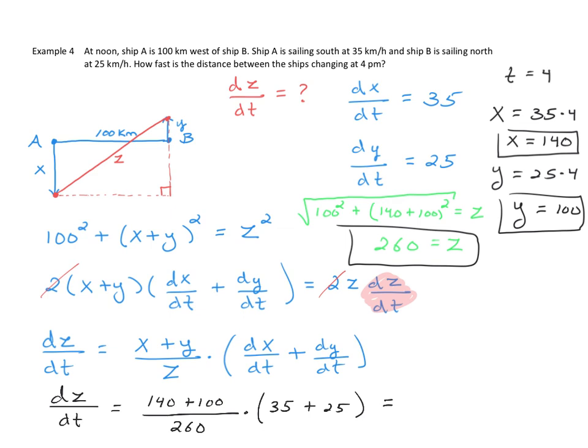And the answer I got is a decimal. I think maybe I'll just round it to one decimal place. This is 55.4. That is the rate at which this side is increasing. And so those units would have to be kilometers per hour. And this is the answer to the question.